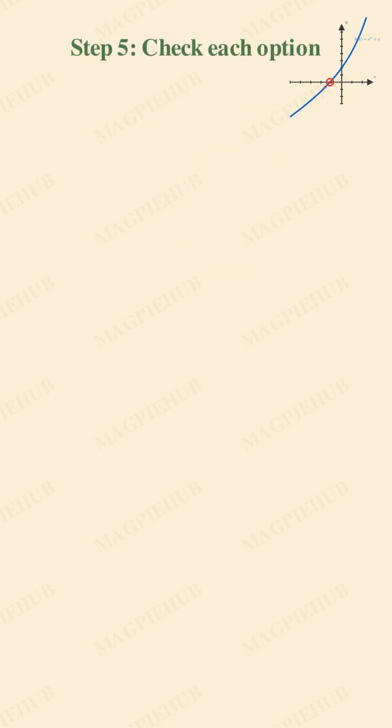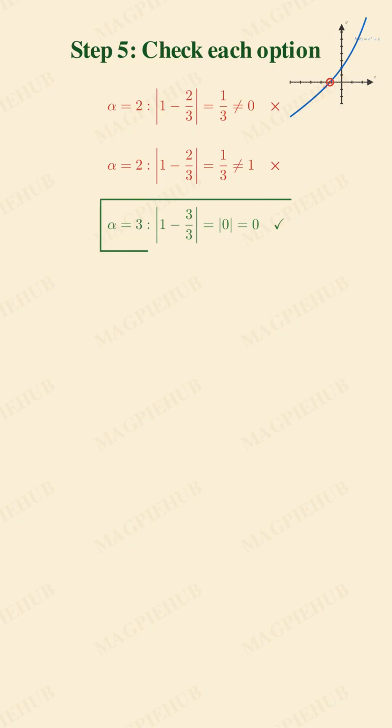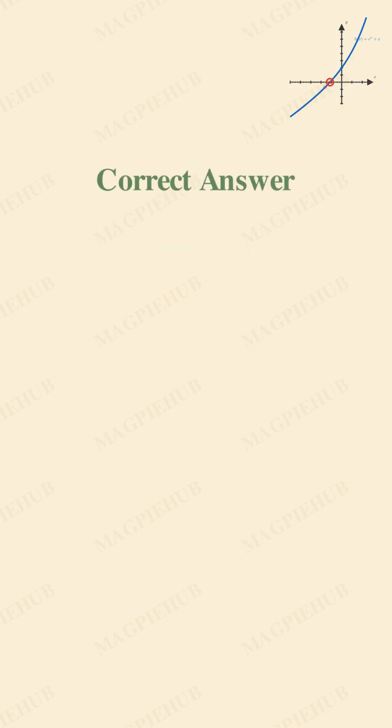Step 5. Let us verify each option. For alpha equals 2, the limit is the absolute value of 1 minus 2/3, which is 1/3. Option A claims 0, and option B claims 1. Both are wrong. For alpha equals 3, the limit is the absolute value of 1 minus 1, which is 0. Option C claims 0. That is correct. Option D claims 2/3, which is wrong. The correct answer is option C.